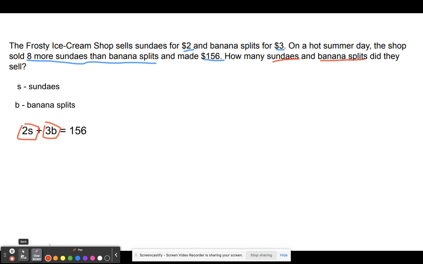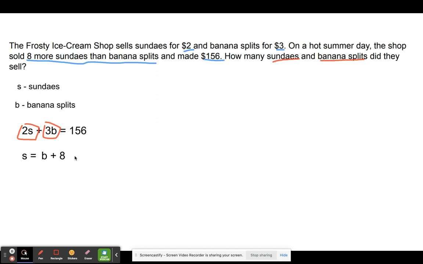Okay, so now the second equation, because you can't solve without having two equations. It says on a hot summer day, the shop sold 8 more sundaes than banana splits. So, in other words, if I wanted to know how many sundaes there were, I would have to take the banana splits and add 8. Because think about it, there's 8 more sundaes, right? So that means there's fewer banana splits. So if I had the amount of banana splits, I'd add 8 and that would equal S.